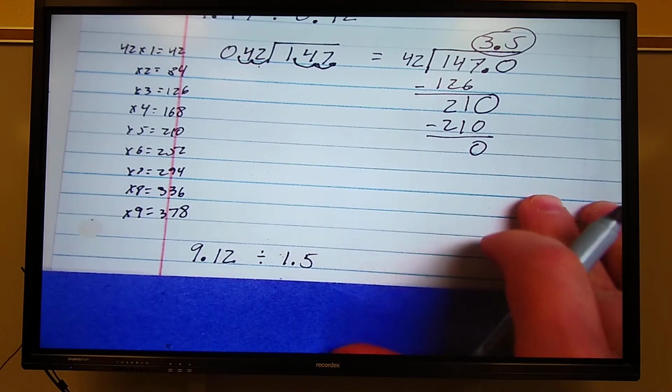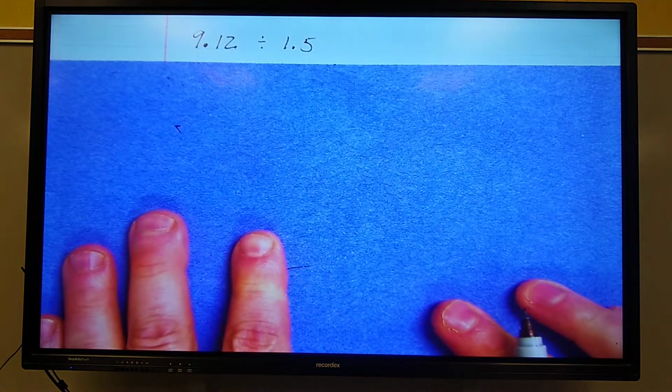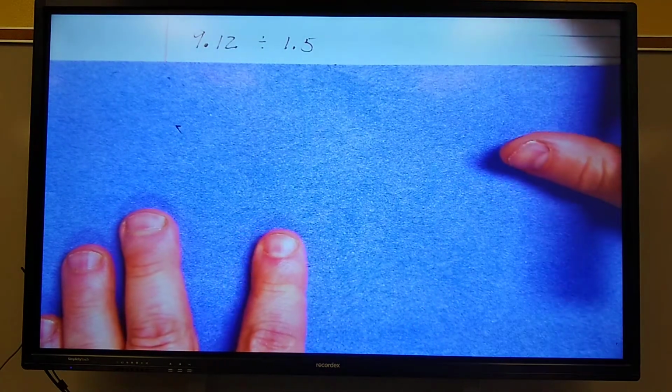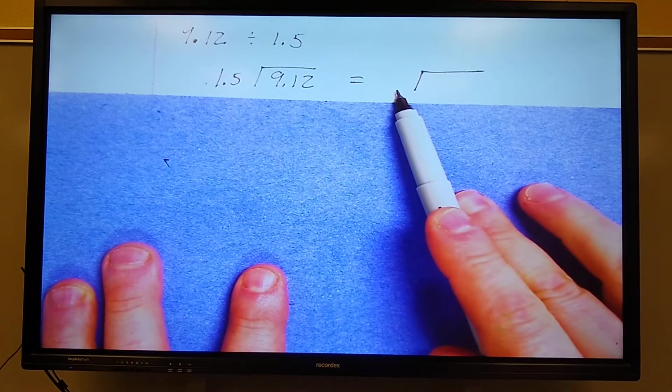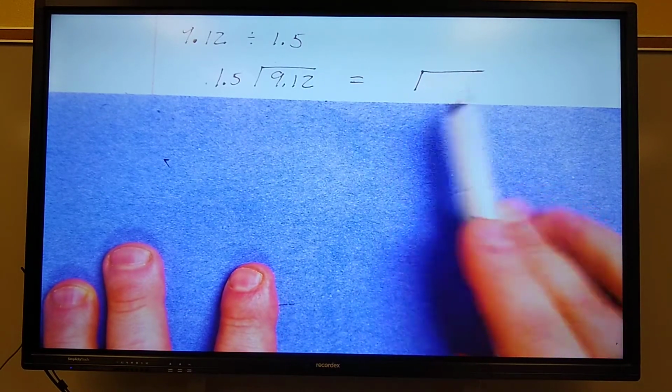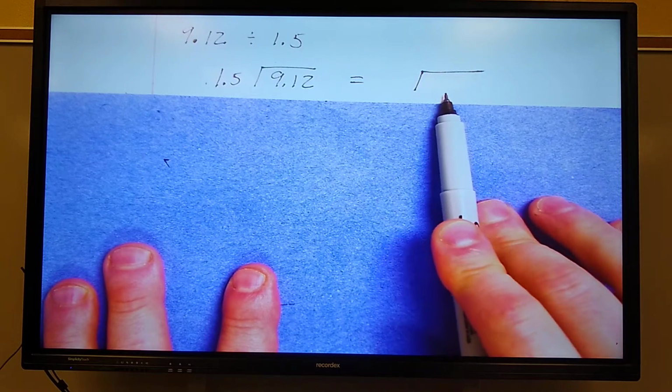Last practice. 9 and 12 hundredths divided by 1 and 5 tenths. Give me my new divisor and my new dividend. Do that right now. Pause the video.